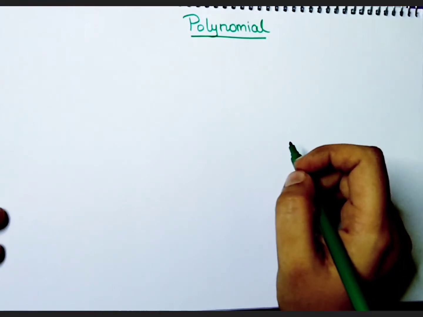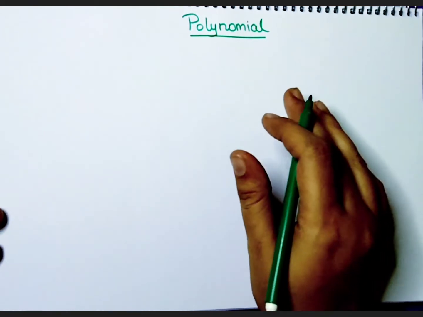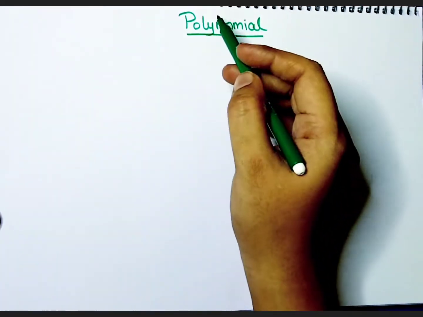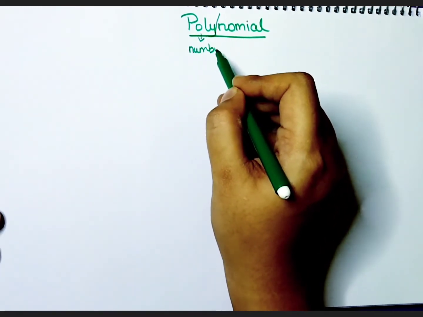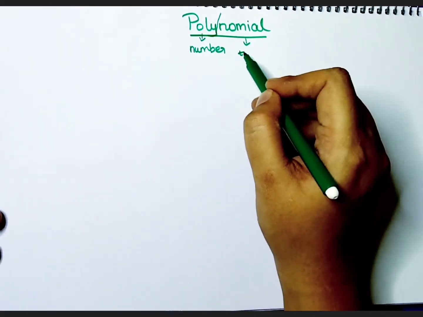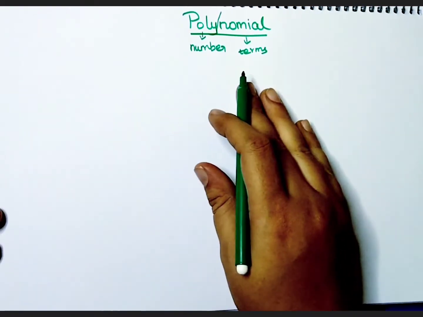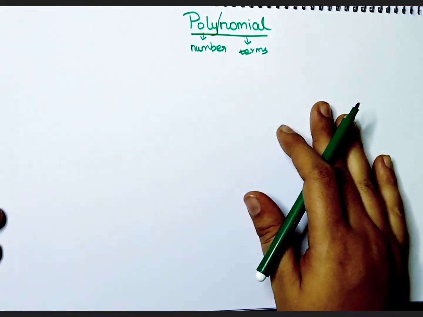Hi all, in this video we are going to discuss the concepts of polynomial. So generally, what is a polynomial? We can split it into two terms: poly means number and nomial means terms, that is, number of terms. So this is all about the terms and degrees, okay?